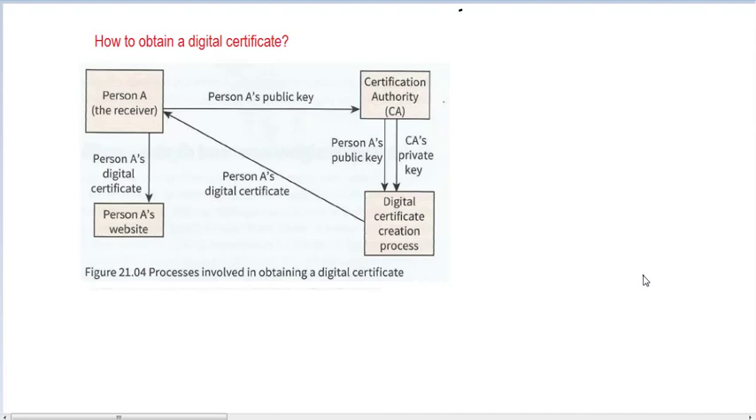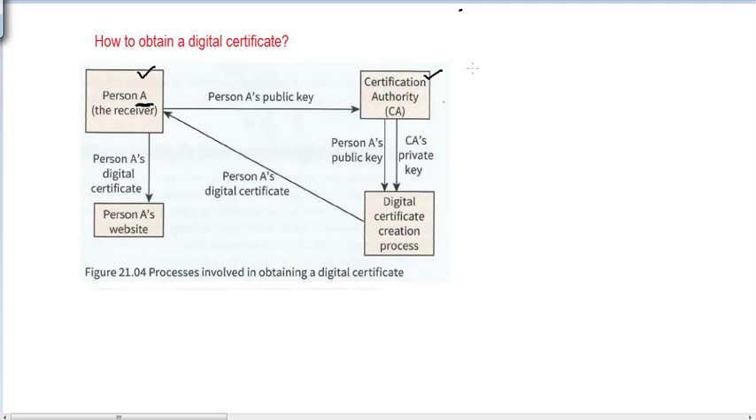How can a person or a company obtain a digital certificate? If you have a business, you might want a digital certificate that will improve the confidence of the people working with you. Let's take a look at how this is done. Let's say you're a person or a company by the name of A who wants to get a digital certificate. You contact something called a certification authority.